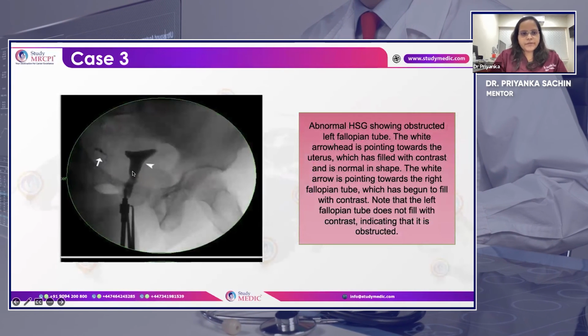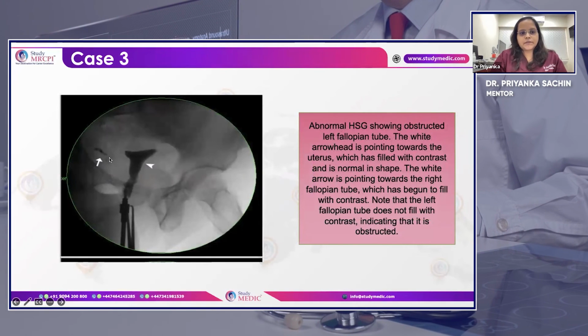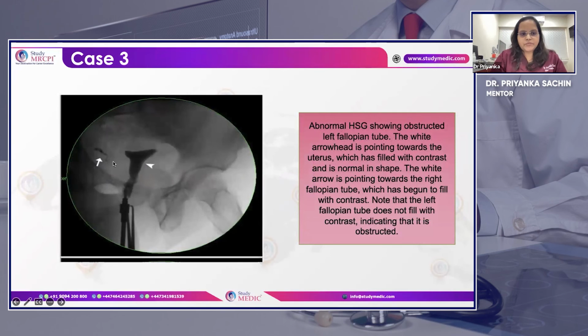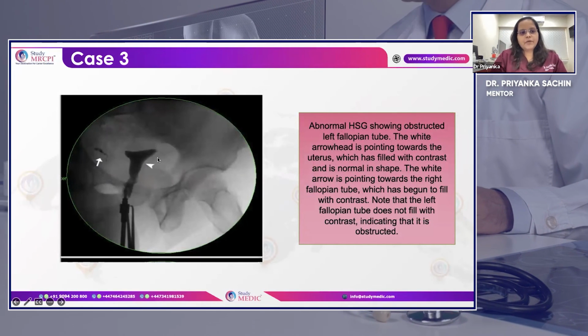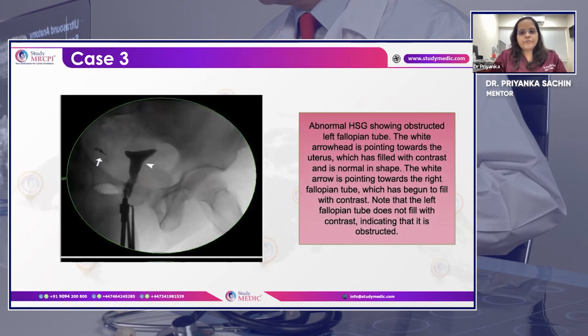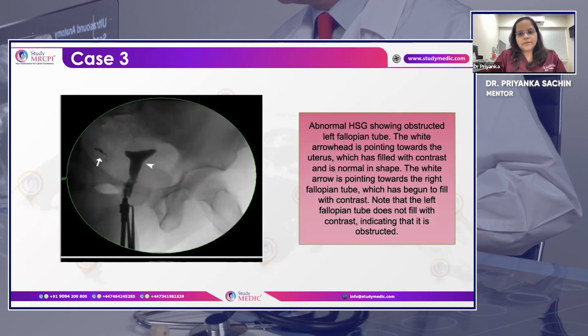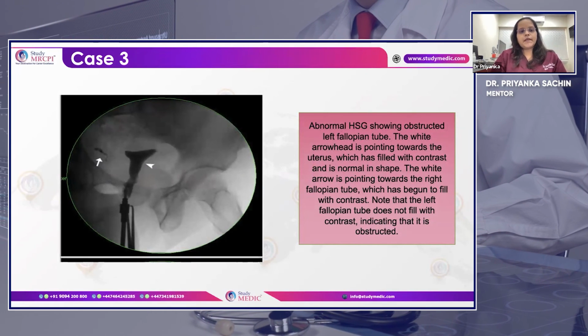Now coming to this HSG. Here the cervix and the uterine anatomy look normal. There is no filling defect. On the right side, the arrow, you can see the anatomy of the fallopian tube and the spillage of the contrast on the right side. But on the left side, we are not able to see any filling of the contrast, and that indicates that the left tube is obstructed. That is, there is a left tubal block.